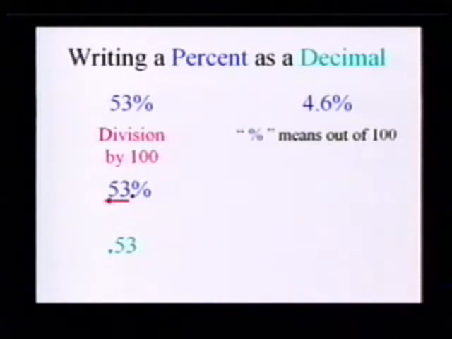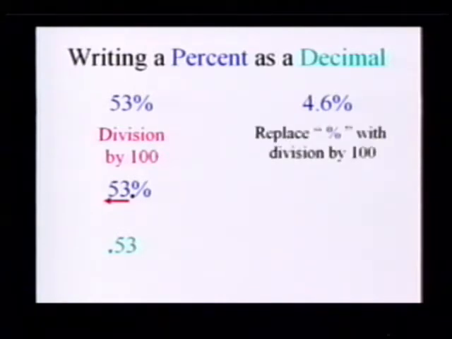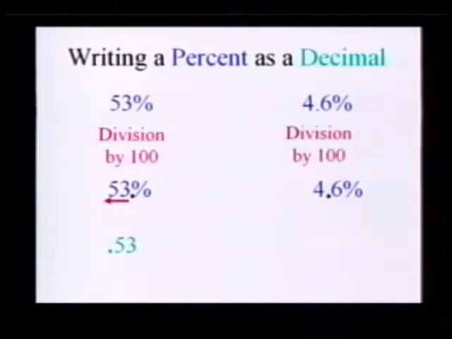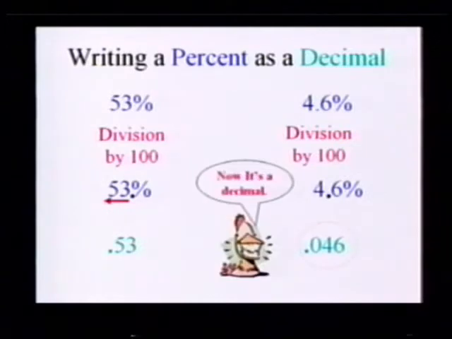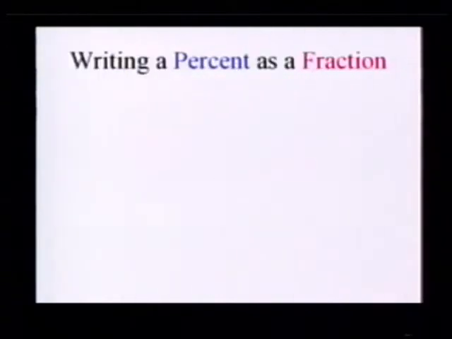Well, percent means out of 100. So how would we write this out of 100, or divide by 100? We would move the decimal place over 2. We had to add a 0 to move it over 2, didn't we? So we end up with 0.046. Okay, that's 4.6% written as a decimal. Get the idea?